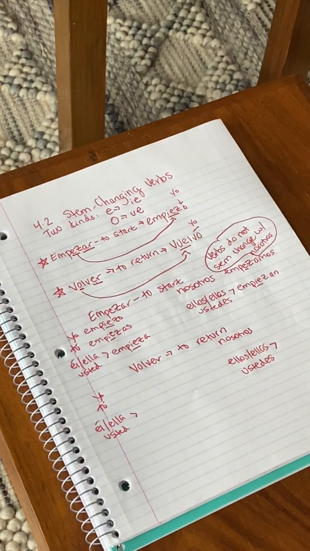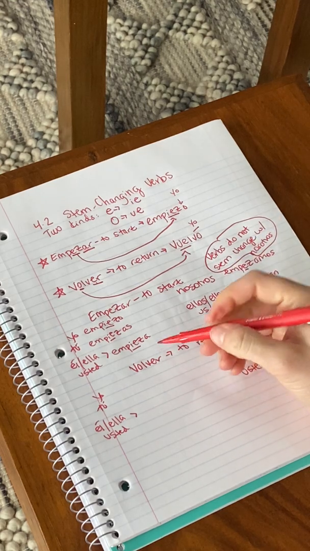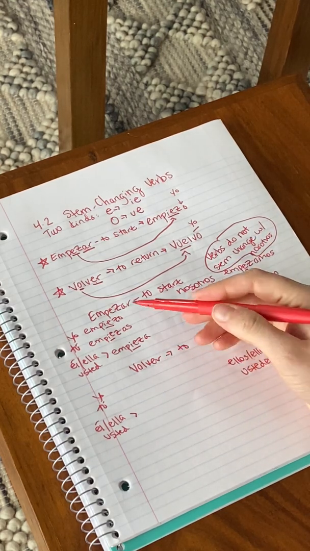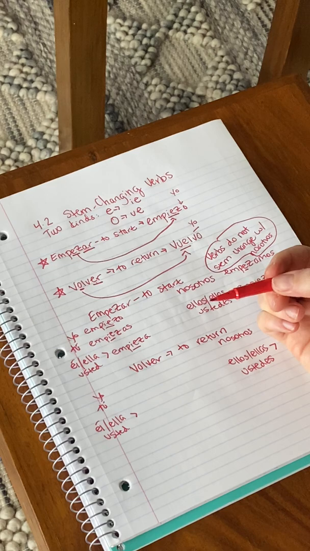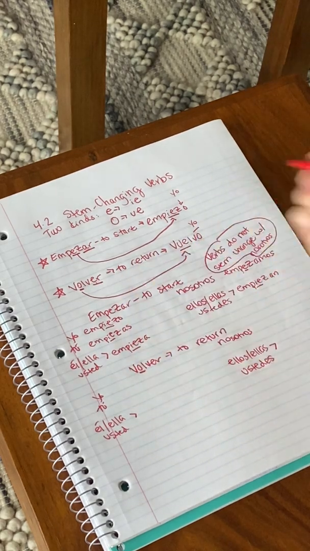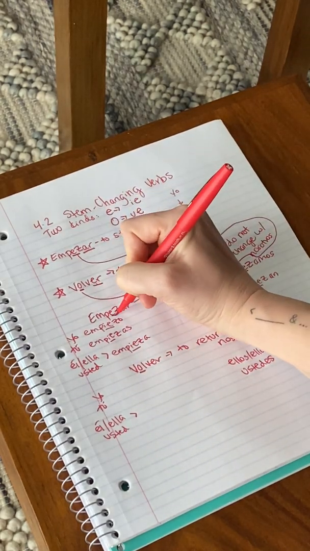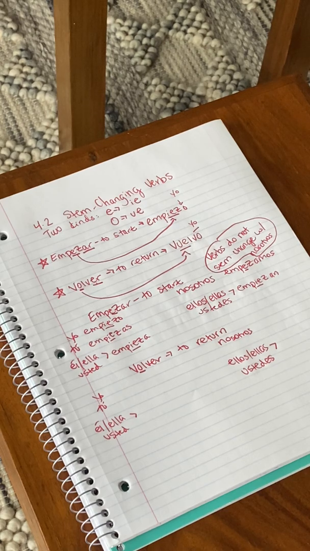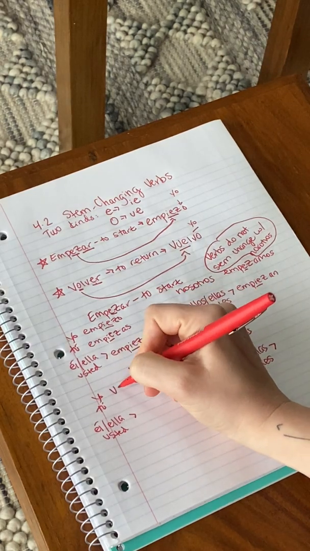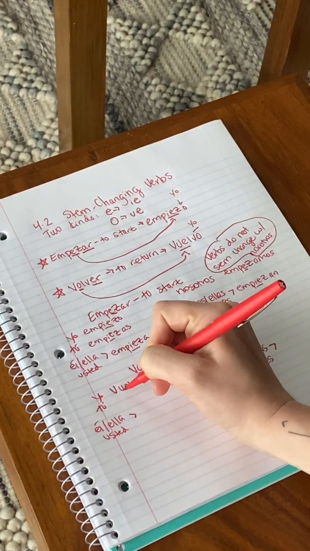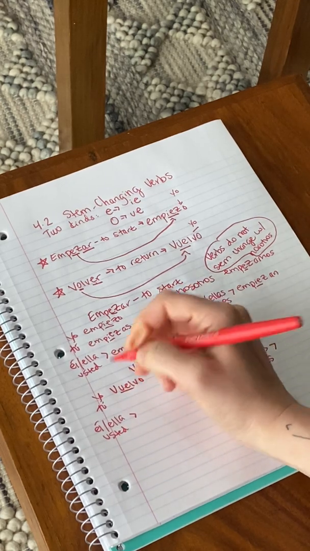Okay, so this one is an ER verb. So we're going to use the endings for ER verbs, not for AR verbs, because that wouldn't make any sense. And it's an O to UE stem changer. This one was an E to IE stem changer. So we're going to say vuelvo, and I changed that O to UE.